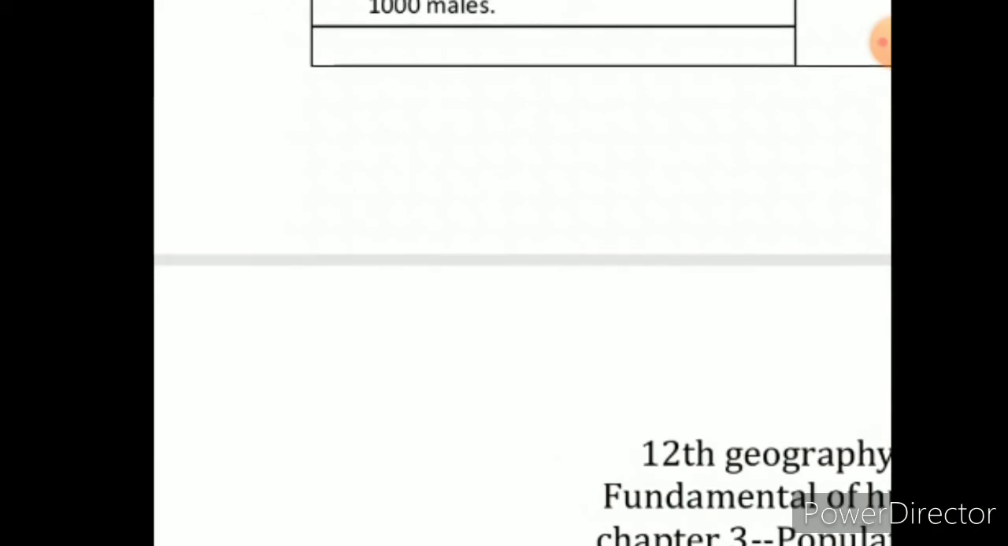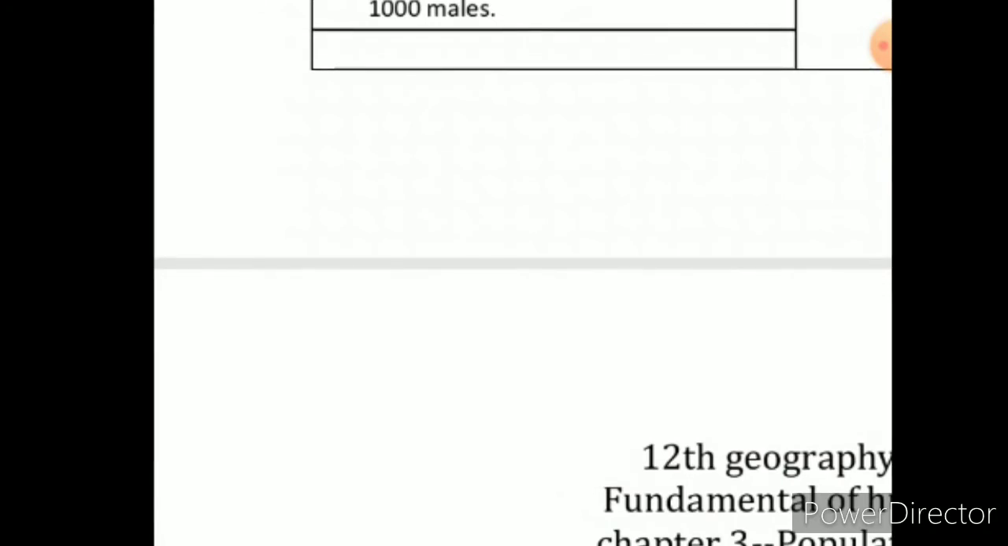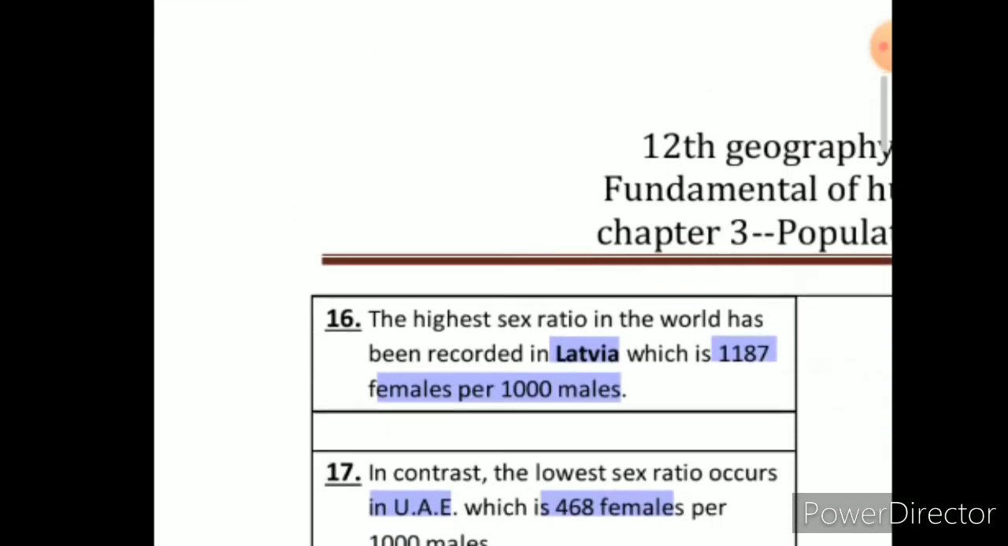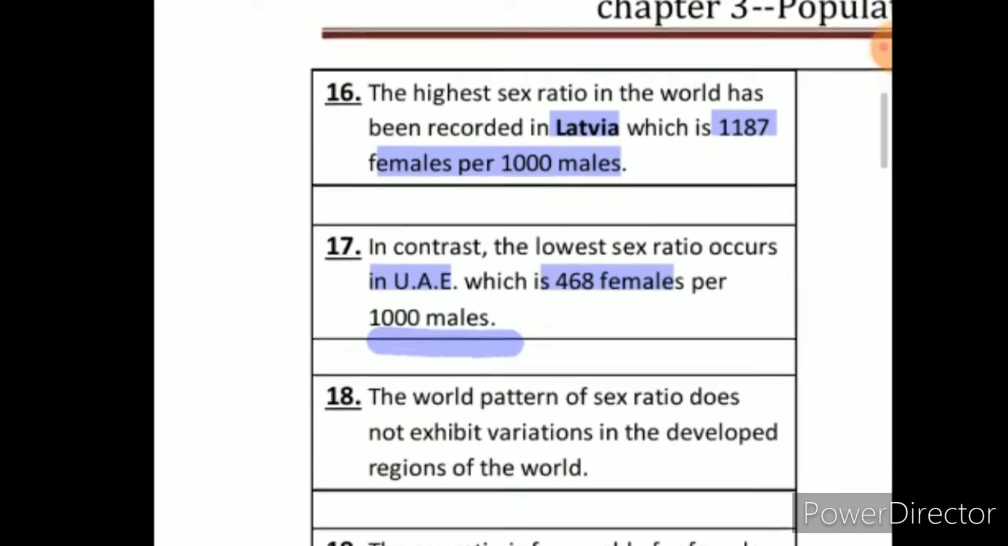Okay. In contrast, we come across some countries where males are so many, and females are very few in number. So can you name that country? It is UAE. I'm talking about the United Arab Emirates, where only 456 females are there per thousand males. So this is such a big gap between male and female. This is an example of demographic imbalance. Okay.